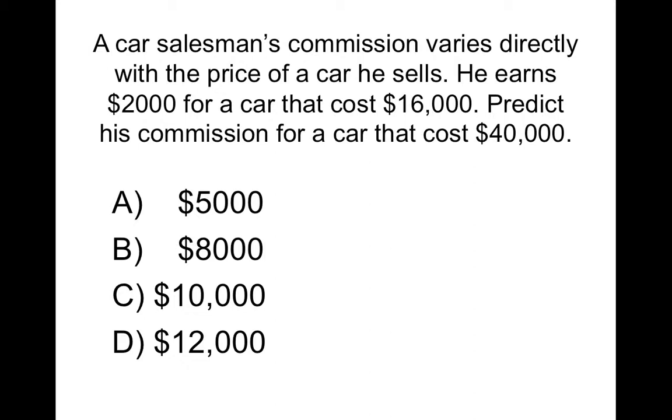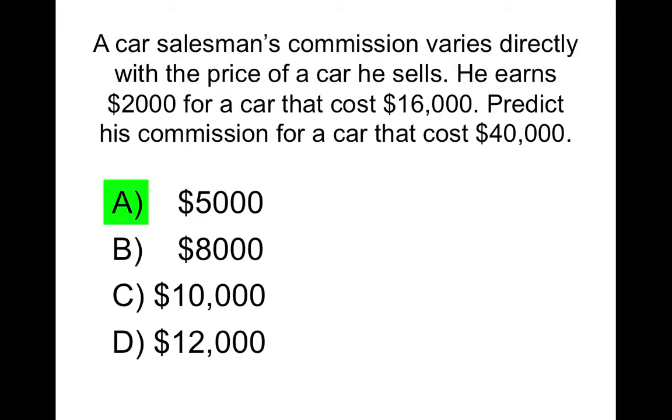Let's see if you can apply this to a new problem. A car salesman's commission varies directly with the price of a car he sells. He earns $2,000 for a car that costs $16,000. Predict his commission for a car that costs $40,000. His commission would be $5,000.